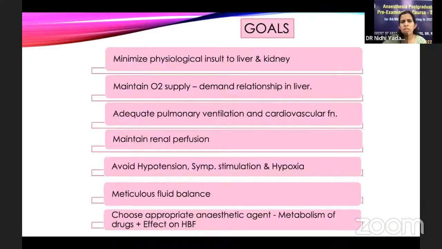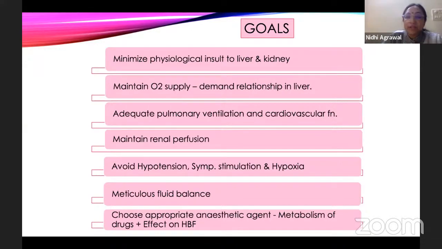What are the goals? Goals are to minimize physiological insult to the liver and the kidney, maintain oxygen supply demand relationship to the liver, adequate pulmonary ventilation and cardiovascular function, maintain renal perfusion, avoid hypotension and sympathetic stimulation and hypoxia, meticulous fluid balance, and choose appropriate anesthetic agents, considering metabolism of the drugs.